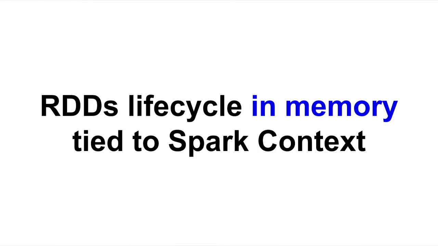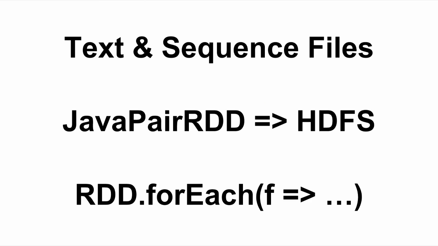But if you can't do that integration, you can also persist these guys out. You can persist them out as text files and sequence files. There's a specific variation of an RDD called the Java pair RDD, which can write out to any Hadoop output format. And then specifically, there's one action called a foreach that you can apply to an RDD that Spark reserves for side effects.